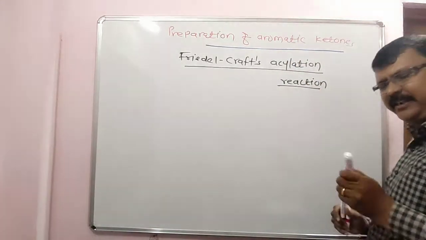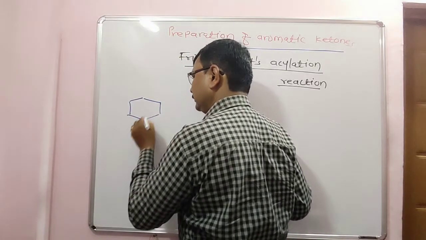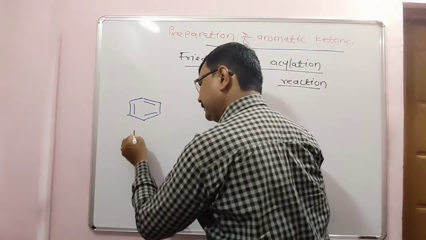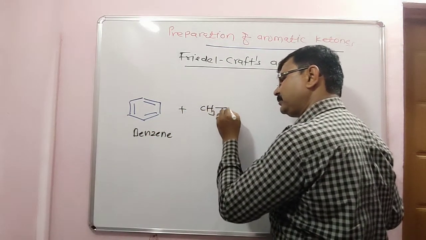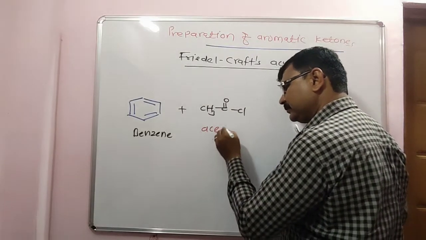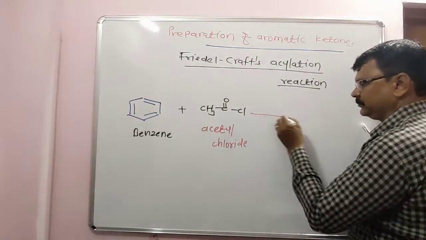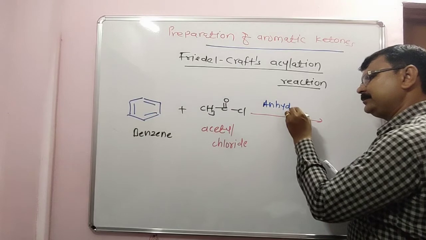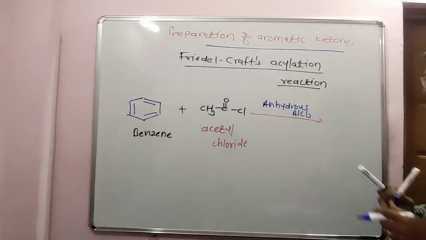Look here, the Friedel-Crafts acylation reaction is simple. Benzene is reacted with acetyl chloride, CH3COCl, in the presence of anhydrous AlCl3.